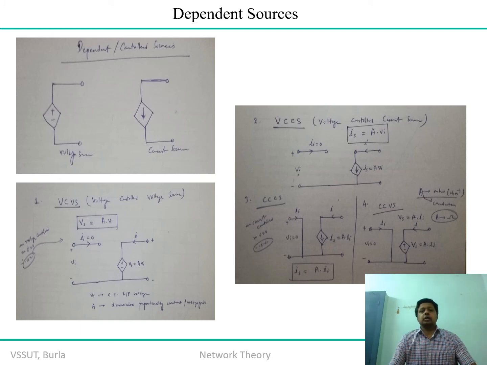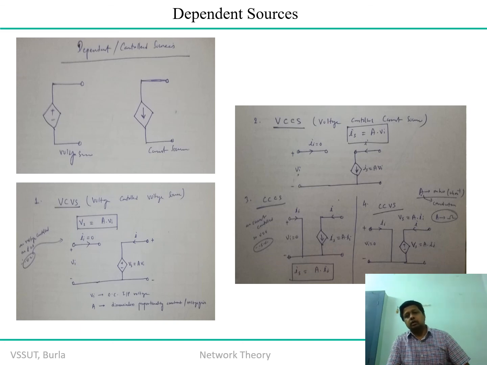Similarly, if you see the second model, which is a voltage controlled current source, your Is is equal to A times Vi. Obviously, because it is voltage controlled, the amount of incoming current will be zero, so the magnitude of incoming current should be theoretically zero. So your Is is equal to A times Vi.